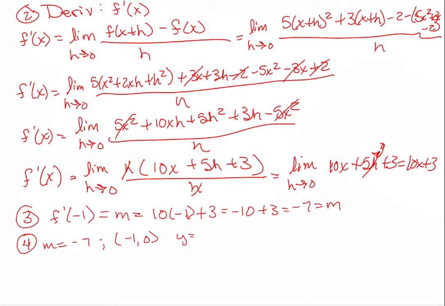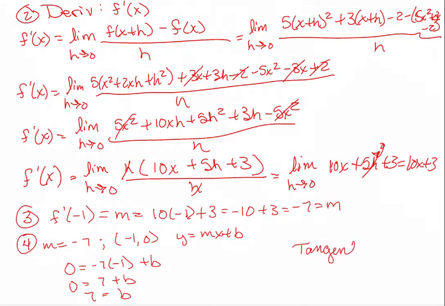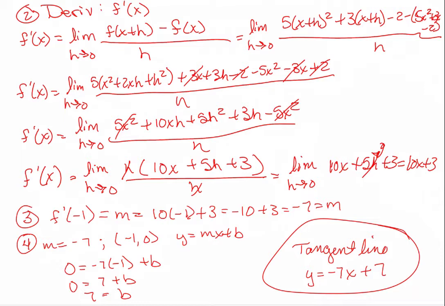And I have y equals mx plus b. So I'm going to find the equation of a line. So I have 0 equals negative 7 times negative 1 plus b. So 0 equals 7 plus b. So b equals 7. So my tangent line is y equals negative 7x plus 7. And there's my answer.